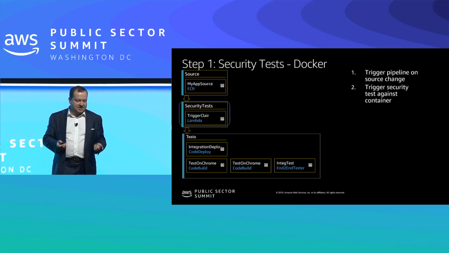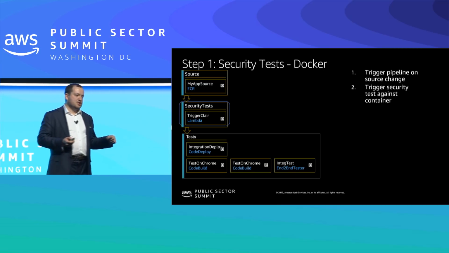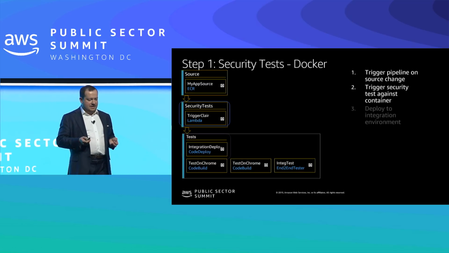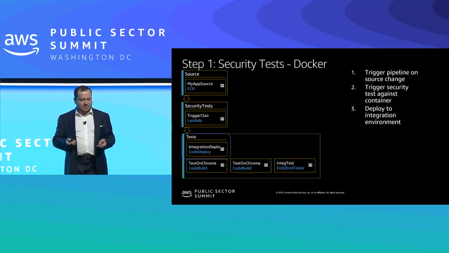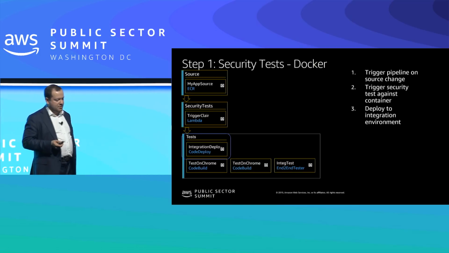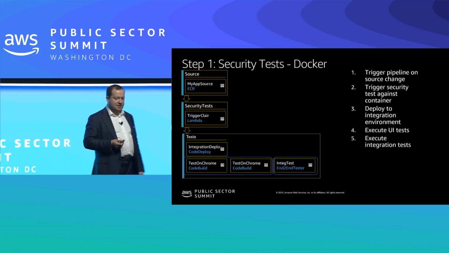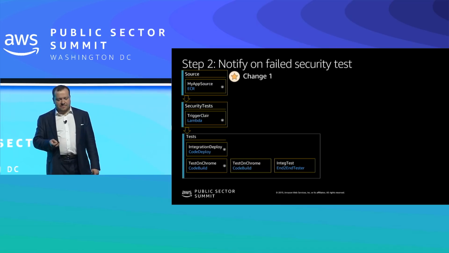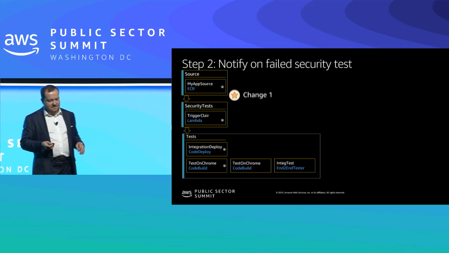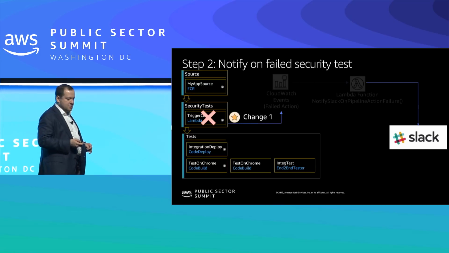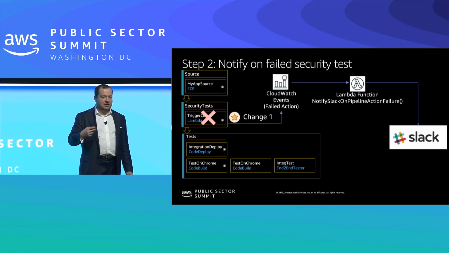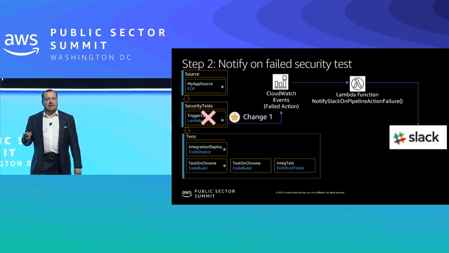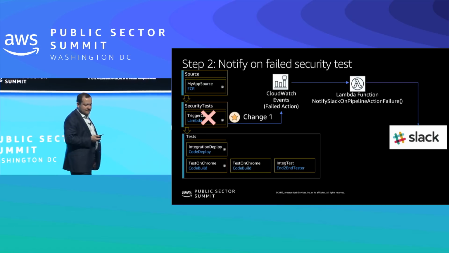This triggers a security test. So I have a Lambda function. That Lambda function triggers Clair, which is, again, this open source container testing framework. And then I'm going to deploy to my integration environment, and do my tests just like I did last time, right? So I'm going to execute my UI test, execute my integration tests, and everything's great. And it's the same situation. If this fails, it's just going to trigger my CloudWatch event, trigger my Lambda function, and notify me in Slack. So I'll know, oh, I need to change what version of some package that's insecure in my Docker container.